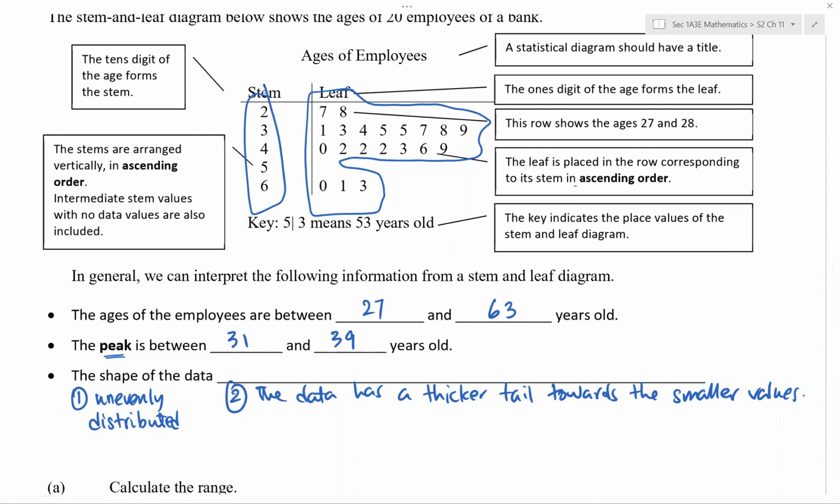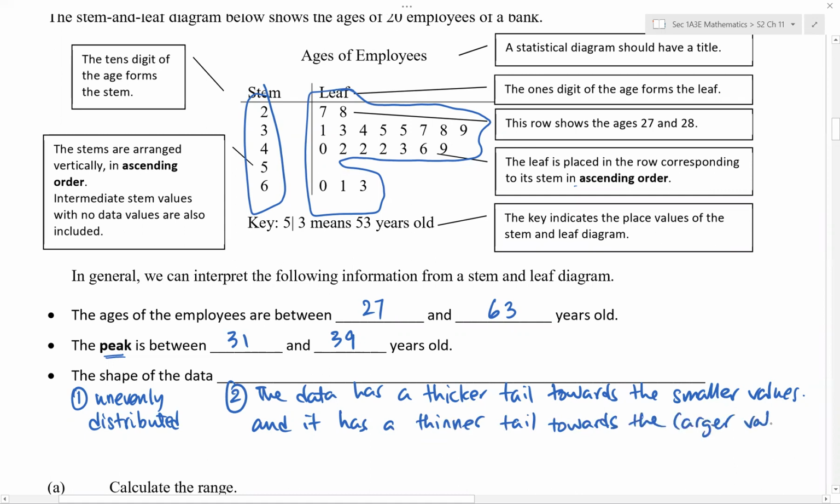In addition, you also can say that it has a thinner tail towards the larger values. So we see very few employees with age 50 or more.